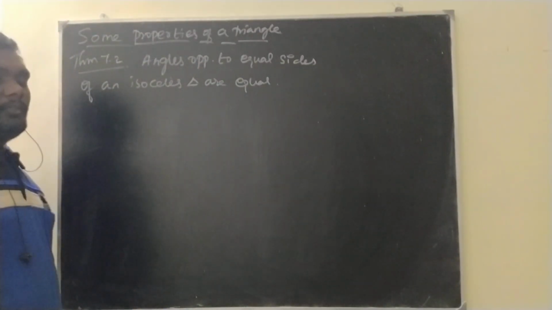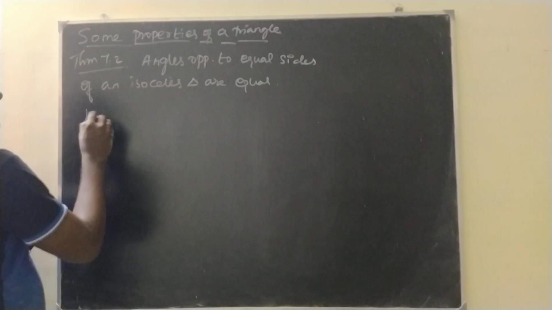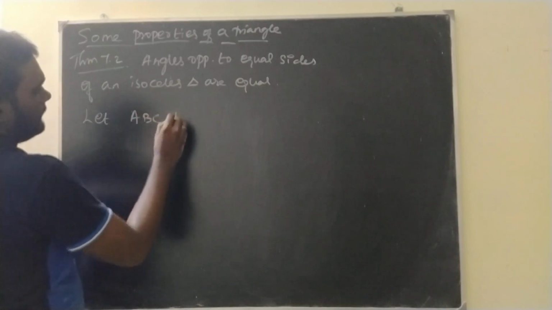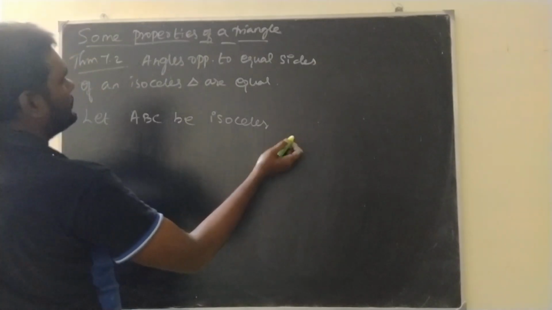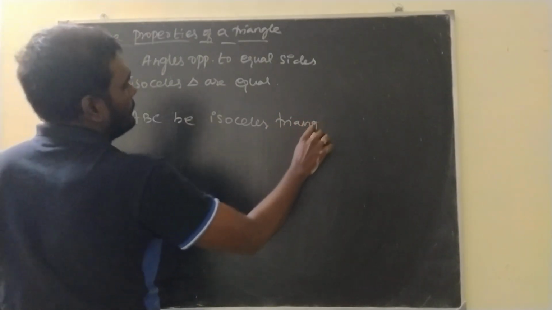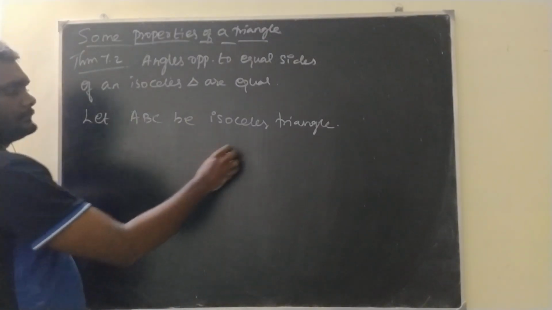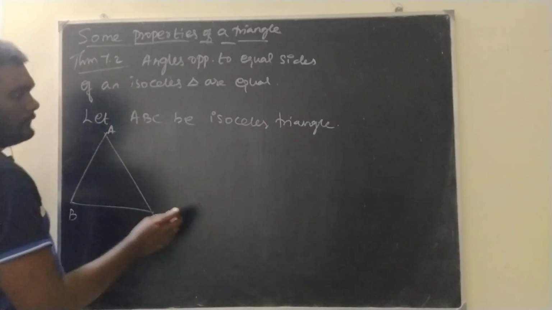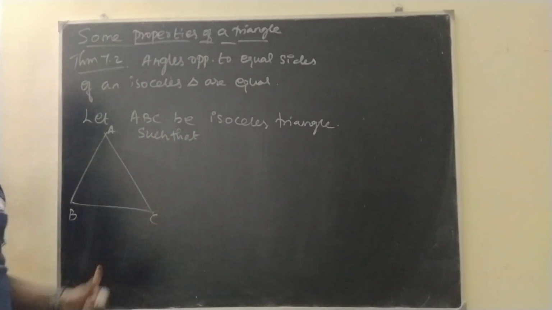To prove this one, we need the isosceles triangle first. So, we will take one isosceles triangle. Let ABC be an isosceles triangle. And we draw that as well. Here I am drawing, such that I am going to take this AB is equal to BC.